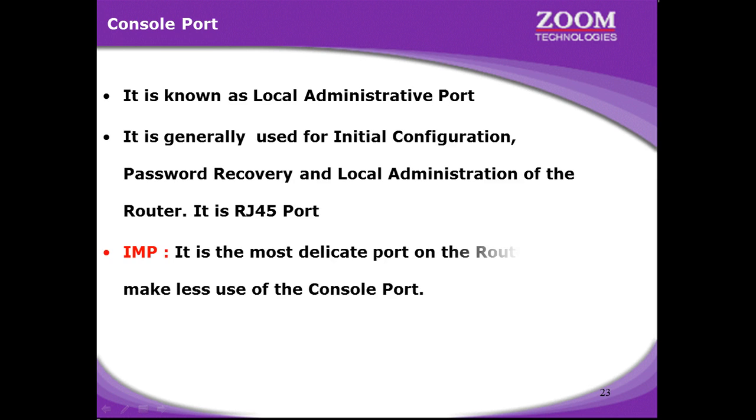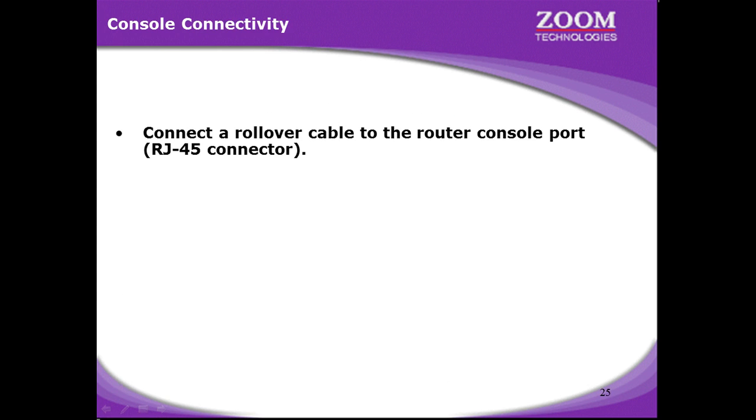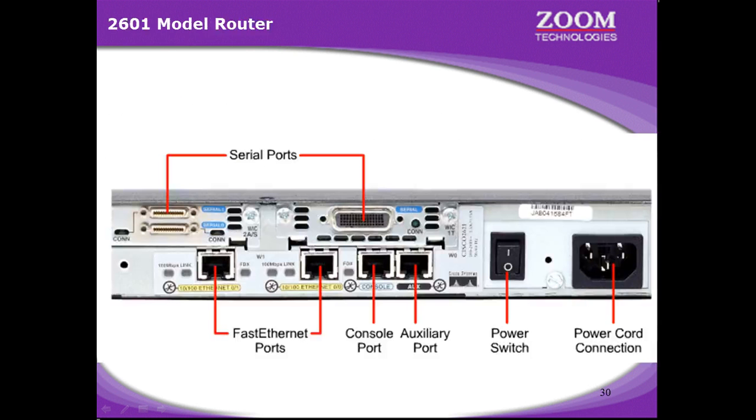The console port we have discussed before. Console connectivity, this is how we connect, we discussed before. It's a converter, as are the auxiliary ports. And we have discussed BRI before. Fine. So this is the back panel of a model router, the 2601.